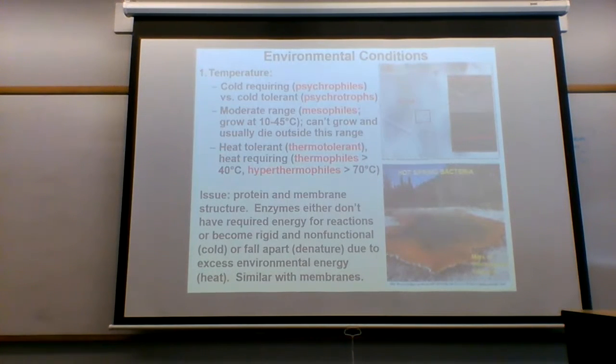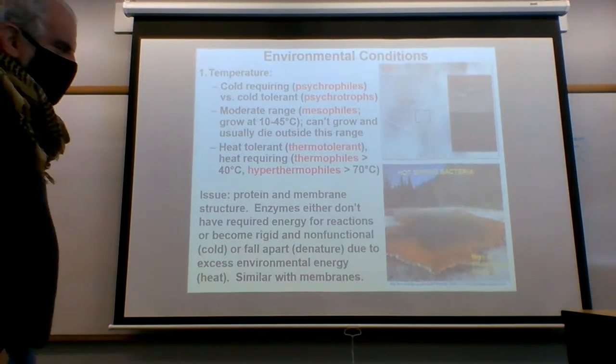So your body temperature is running at 37. There's not that many disease-causing pathogens that are going to be all that heat-tolerant. Not off the top of my head anyway. And then there are some, though, that are hyperthermophiles, growing in essentially hot springs, growing at temperatures greater than 70 degrees.